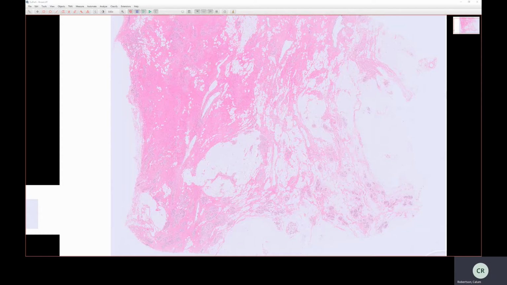Breast resection specimens are either mastectomy specimens or wide local excisions, which are taken as part of breast conserving surgery, where they just cut out the lesion itself with a bit of surrounding breast tissue.